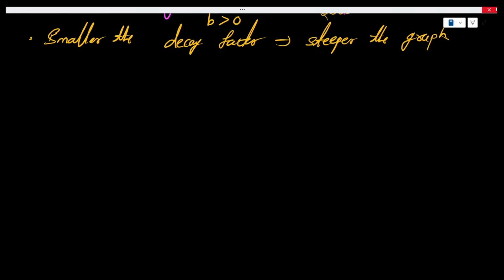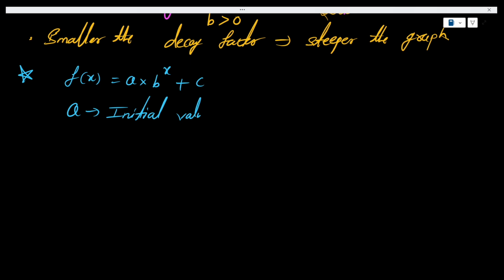Now, other than that, sometimes you will see different types of transformations. So translation also will be there. The exponential function, sometimes you will see it in the form of a times b to the power x. Till now you have seen a times b to the power x, where most of the time a was 1, then plus c. So here again a is the initial value, right? So we have seen that a is the initial value, then b we have seen as the growth or decay factor.